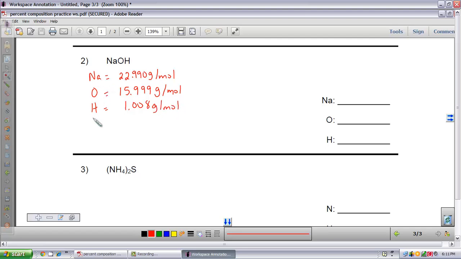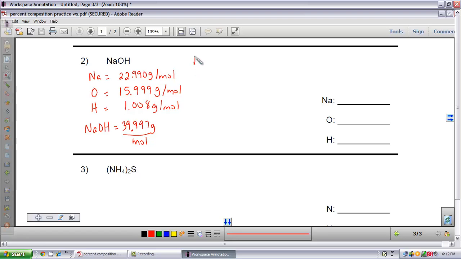So that gives a mole of each individual atom that's contributing to the whole. But we also need the mass of the whole compound, because then you can do your division. So if you added up these three elements, 22.990 plus 15.999 plus 1.008, you would get 39.997 grams in 1 mole of sodium hydroxide.